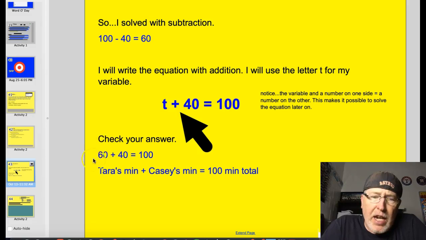You substitute in Tara's answer. Remember, you solved it for 60 minutes. 60 minutes plus 40 minutes equals 100 minutes. Or Tara's minutes plus Casey's minutes equal a total of 100 minutes. So using this process, we can solve a lot of problems and write a lot of equations.